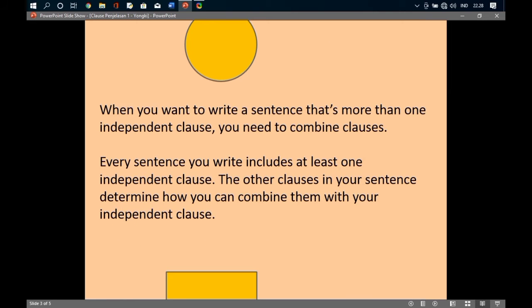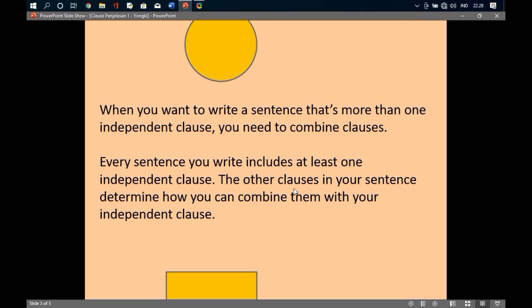So next, when you want to write a sentence with more than one independent clause, you need to combine clauses. For every sentence you write includes at least one independent clause.